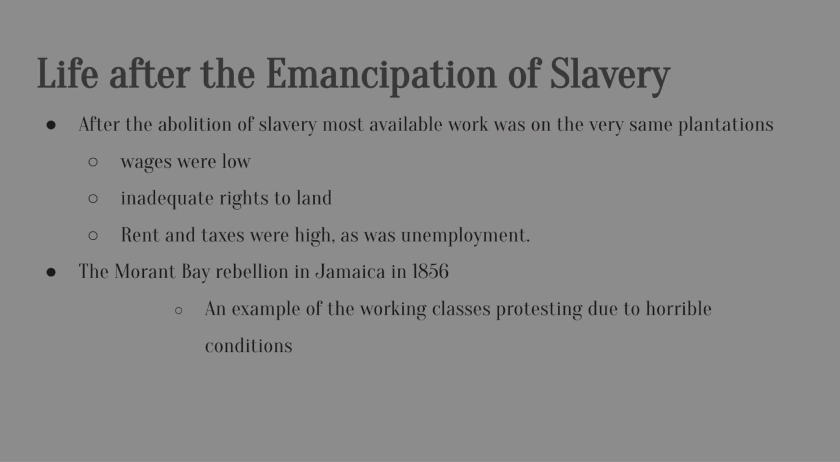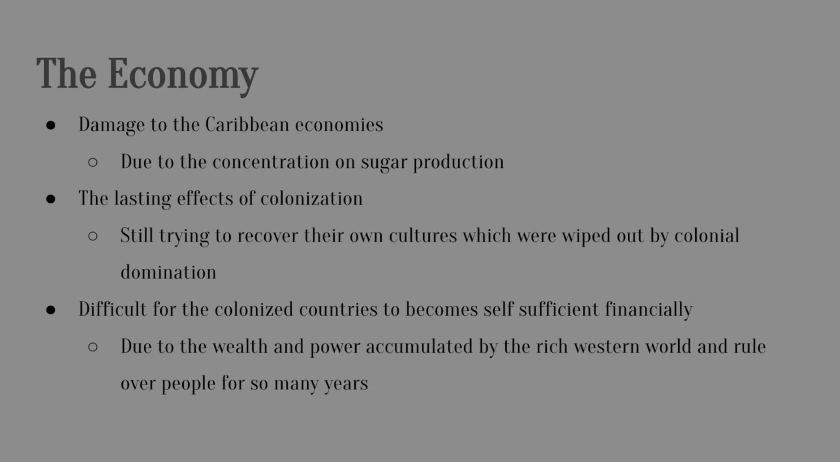During slavery, plantation owners decided what kind of shelter and medical care was given to their slaves. But after the abolition of slavery, most available work was on the very same plantations that formerly enslaved people had worked on. The wages were low and people had inadequate rights to land. Rent and taxes were high, and so was unemployment. The Morant Bay Rebellion in Jamaica is an example of the working class protesting such conditions. Another adverse effect of the slave trade was the damage to the Caribbean economies due to the concentration of sugar production.